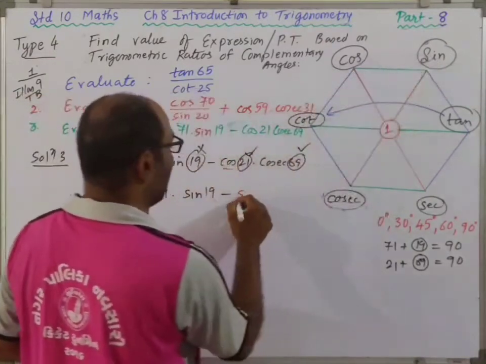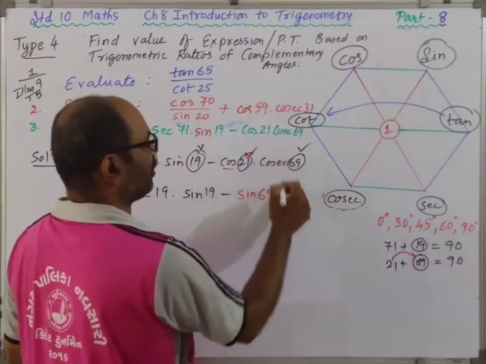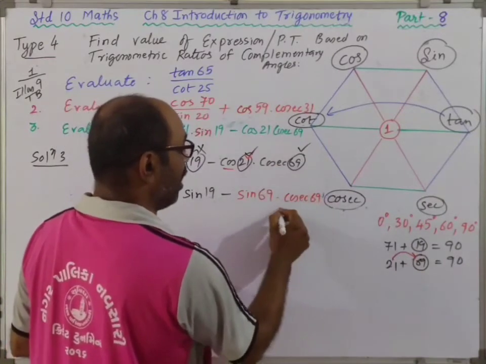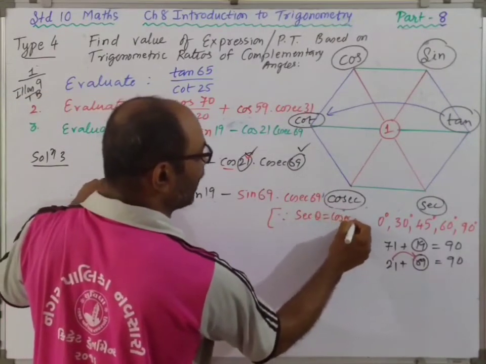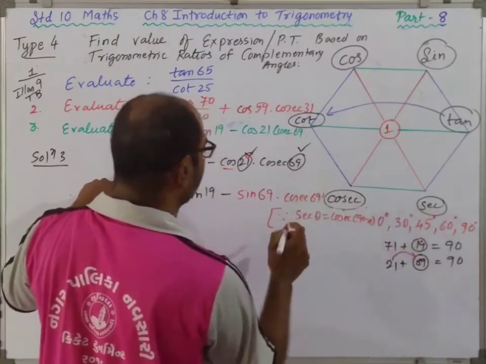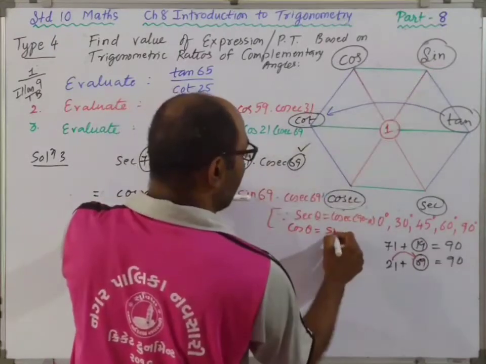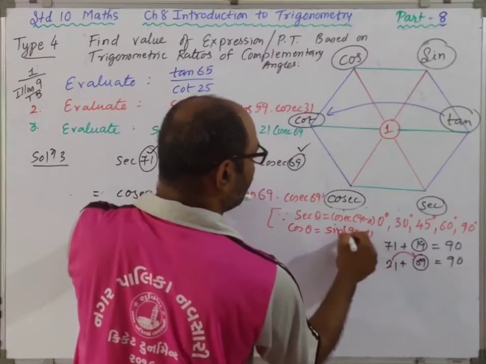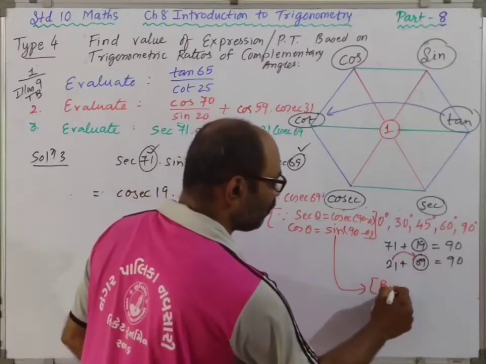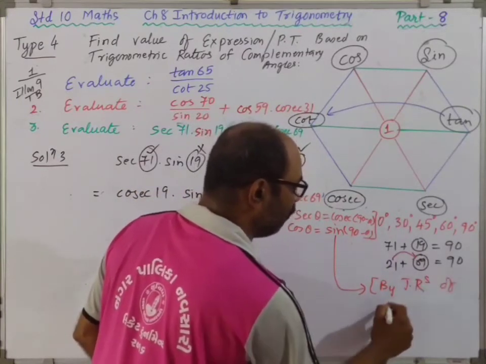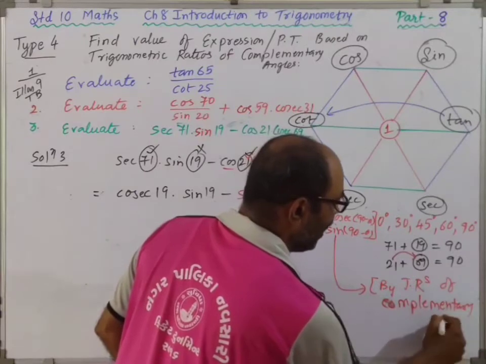Cos, its complementary is sine. And then 21, its complementary is 69, and I am not going to change this. Cosec 69. Now here you will have to write that you change the sec because sec theta is cosec 90 minus theta, and you change cos, because cos theta is equal to sine 90 minus theta. You will have to write both of these. If you don't want to, you can write: by trigonometric ratios of complementary angles.